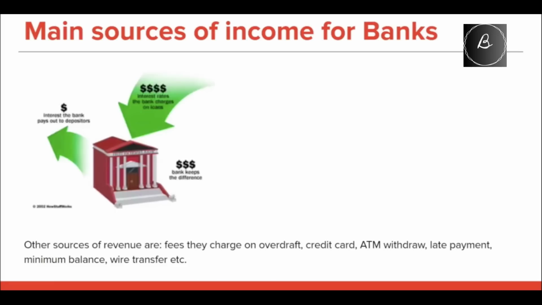Their other sources of revenue include fees that they charge on overdraft, credit card, ATM withdrawal, late payment, minimum balance, and wire transfer. Here, overdraft is the advance that is given up to an agreeable limit for a short period, and so the banks charge a fee for this. Wire transfer is charged when the funds are transferred electronically. They are charged so the money is transferred safely and securely across long geographical distances.